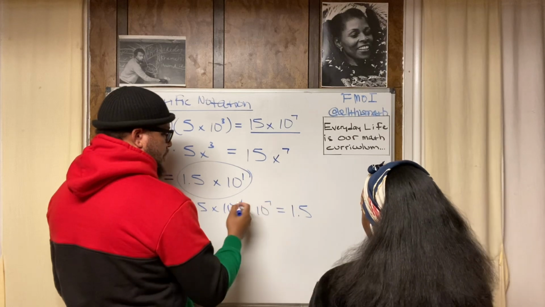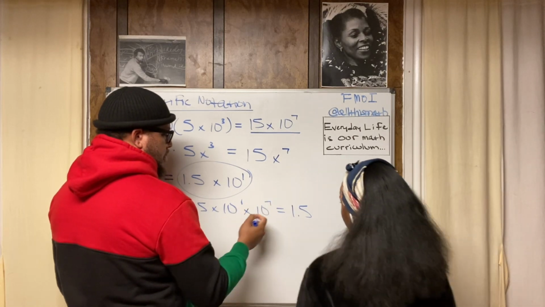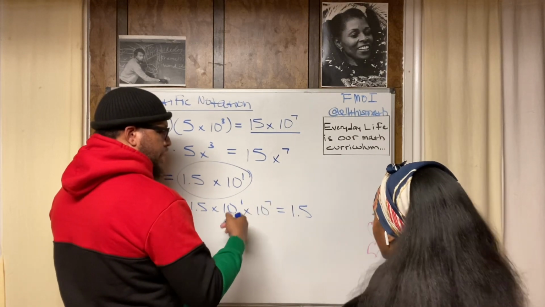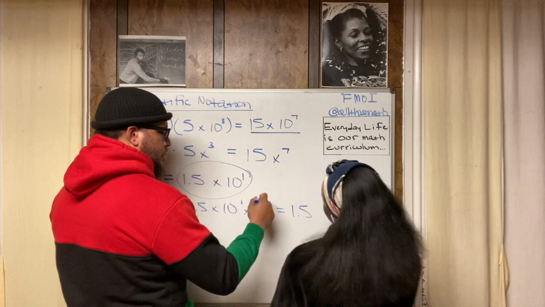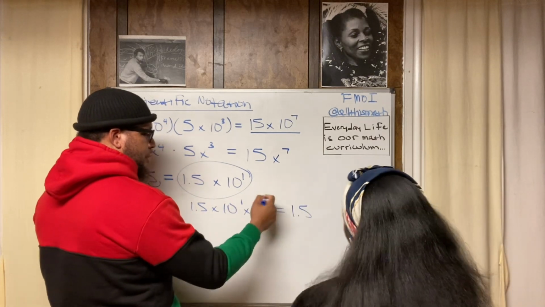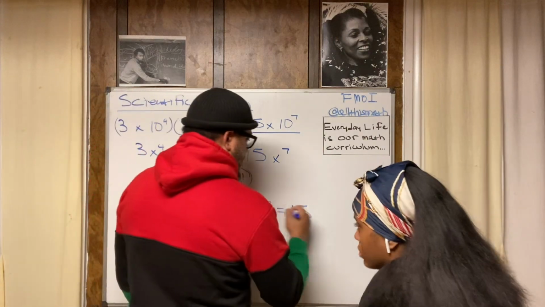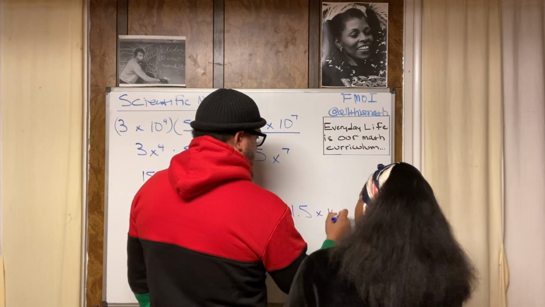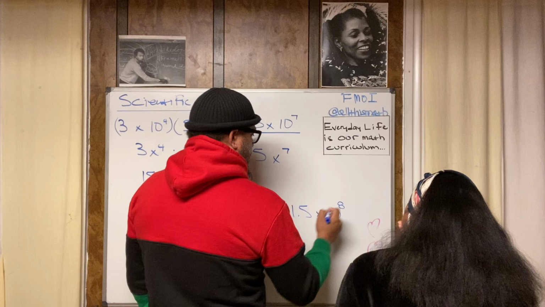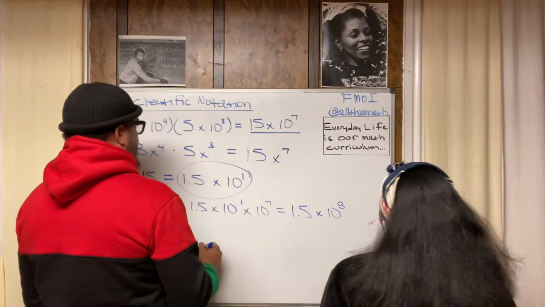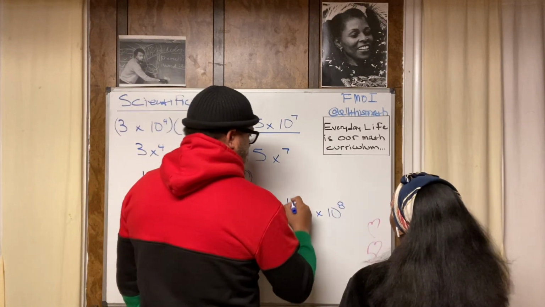What happens to the 1 and the 7? Subtract? No, you add them. You subtract when you divide bases. When you divide the bases, you subtract the exponents. When you multiply bases, you're adding the exponents. 1 plus 7. So 1.5 times 10 to the 8th will be the final answer. All right? That's going to be the final answer.